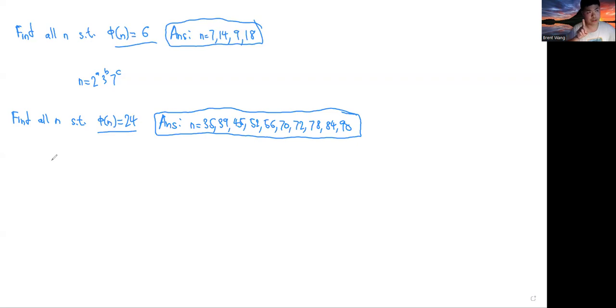This one's a little trickier, but I really recommend you try it. Find all natural numbers n such that 3 phi of n is equal to n. I'm not going to show you the solution for this one. You can write it down in the comments.